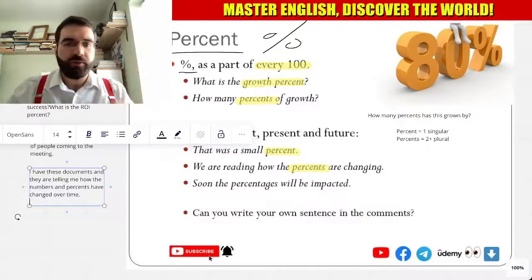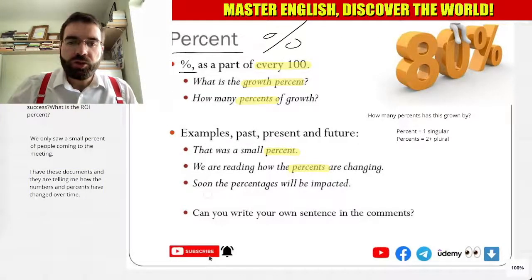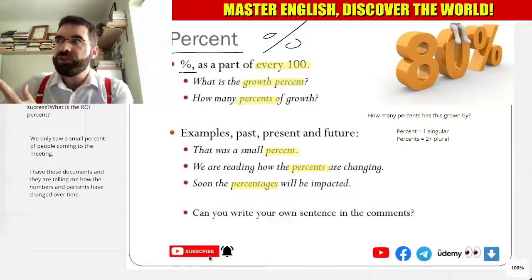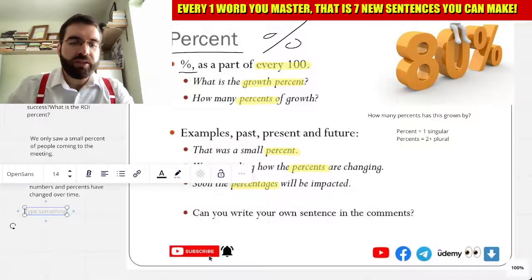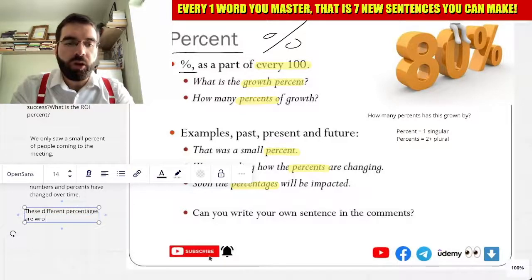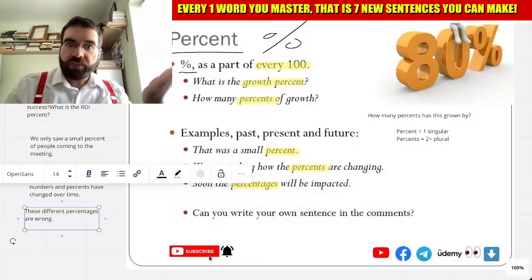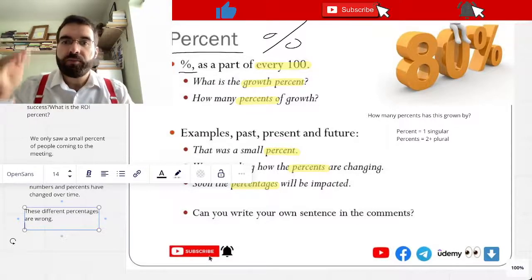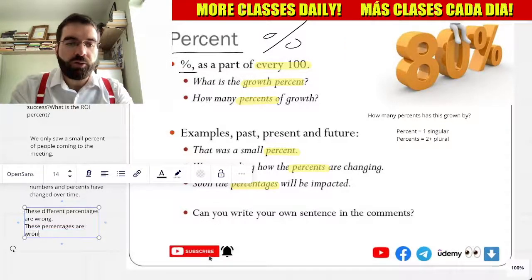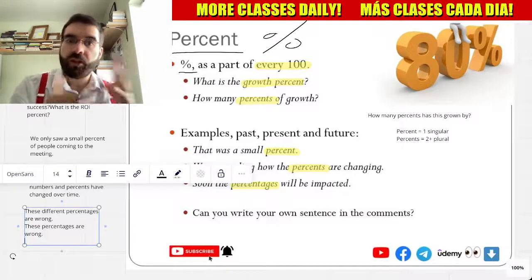Whoa, need to be careful. Soon, the percentages will be impacted. We've got percent and percentages. These different percentages are wrong. 5%, different percents, 10%, 5%, different percents, and these percentages, these plural adjectives, these percentages are wrong. Yeah, these different percentages are wrong.